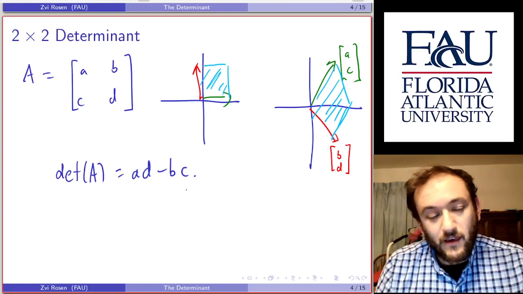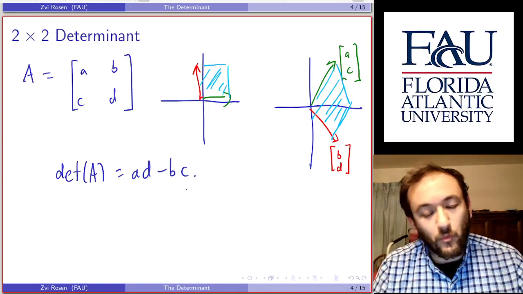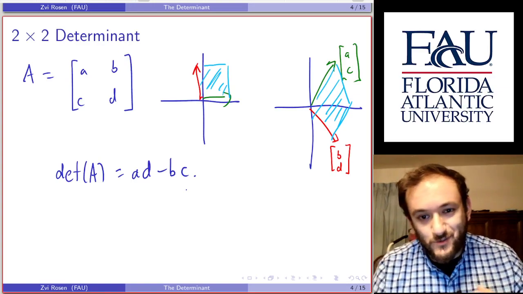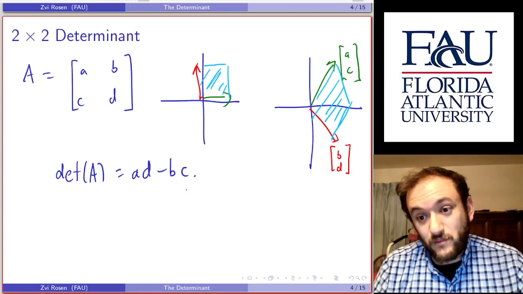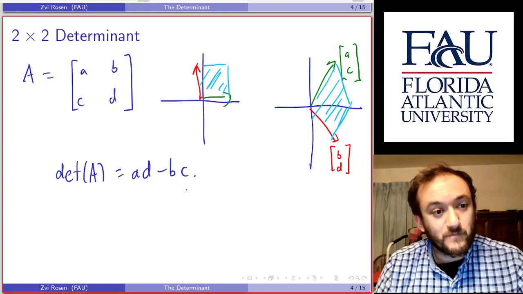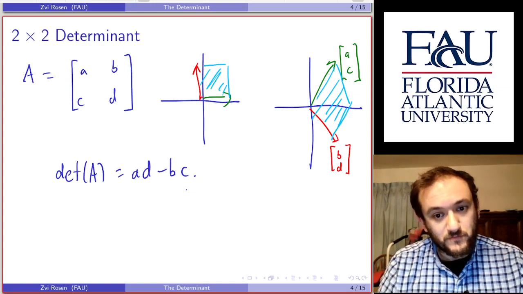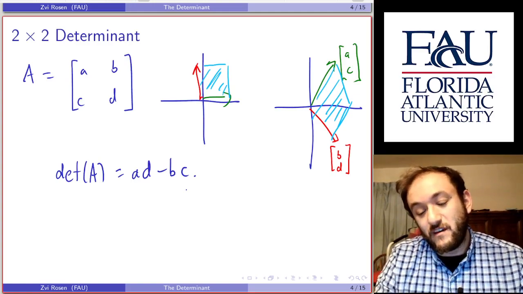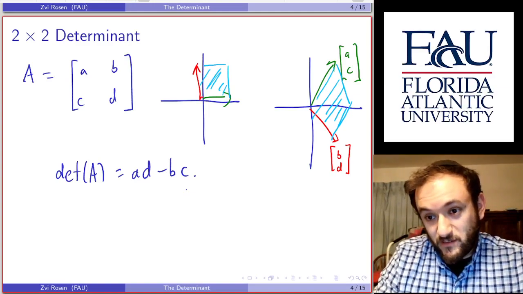For all of this stuff, in terms of getting intuition for how these determinants correspond to stretching areas and volumes and such, I would highly recommend viewing the 3 blue 1 brown video about this. It's excellent. I'm going to link to it in the description. But so far, we at least have explicit formulas for the 1x1 determinant and the 2x2 determinant.